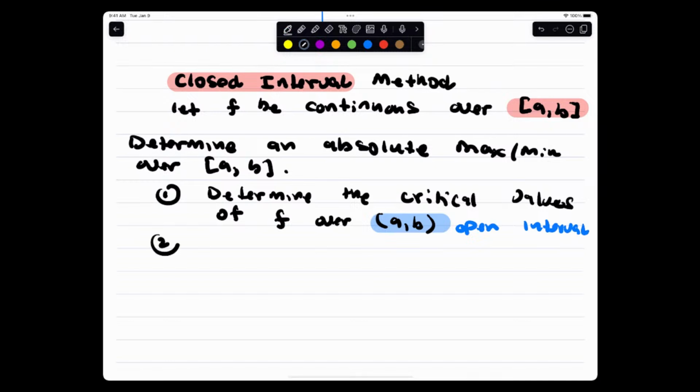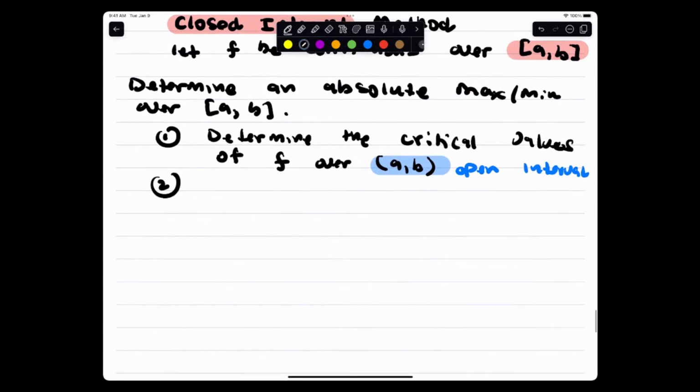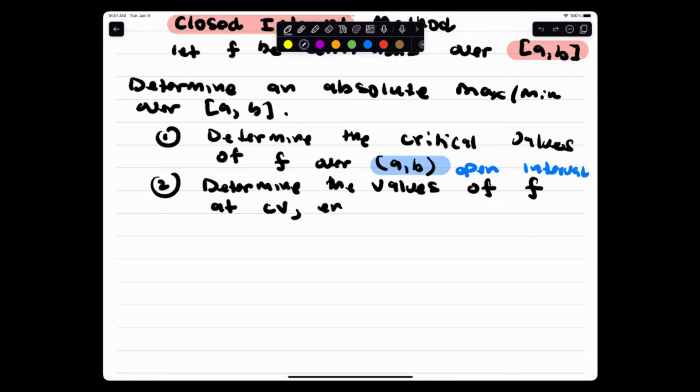Second thing is going to be the following. Determine the values of f at the critical values and the endpoints, A and B.